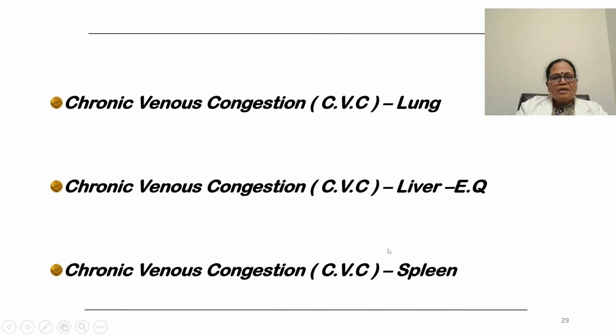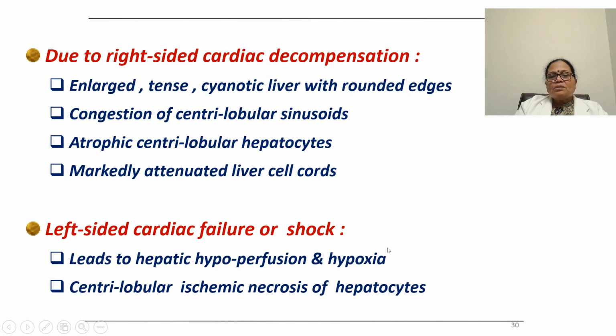Okay, it's important. So, due to right-sided cardiac decompensation, or due to left-sided. Right-sided: enlarged, tense, cyanotic liver with rounded edges, congestion of the centrilobular sinusoids, atrophic centrilobular hepatocytes, markedly attenuated liver cell counts. Left-sided cardiac failure or shock leads to hepatic hypoperfusion and hypoxia, with centrilobular ischemic necrosis of hepatocytes.